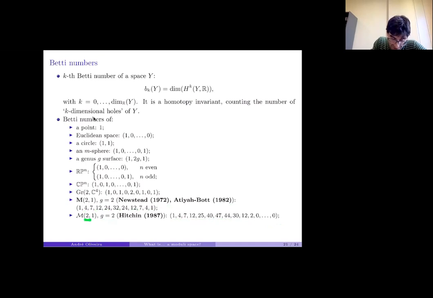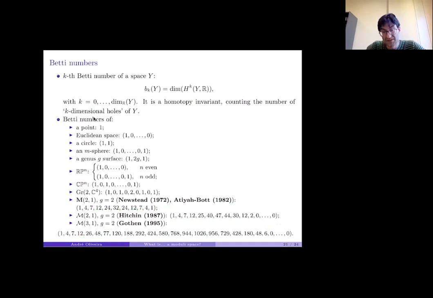But now if you go to rank three and still genus two, Peter Gothen found in 1995 that the Betti numbers of the rank three Higgs bundles moduli space are already quite wild. So this is an instance of why these spaces are really very rich from a topological point of view.